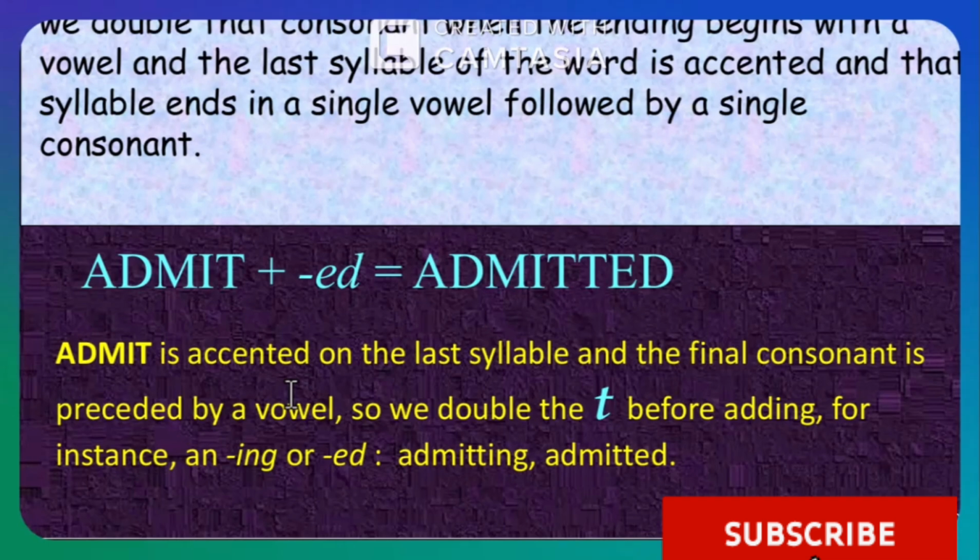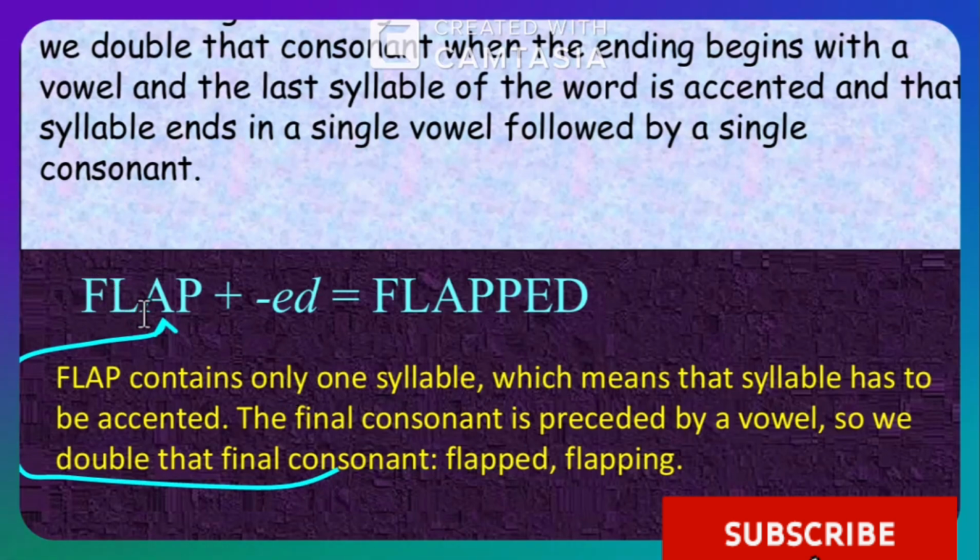For instance, we have ing, ed, admitting, admitted. We have another example. This is flap. Okay, flapped, flap. So flap contains only one syllable, which means that syllable has to be accented. The final consonant is preceded by a vowel, so we double the final consonant, flapped or flapping. We doubled the last P.